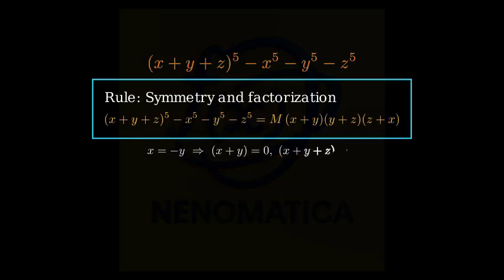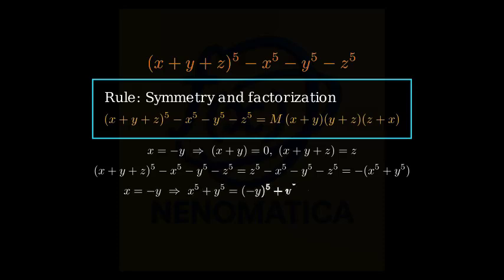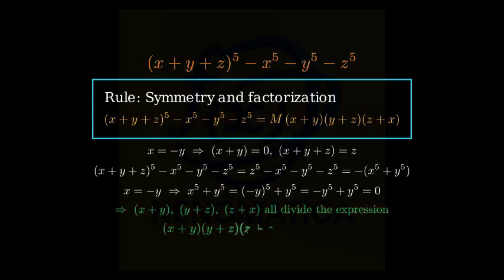Let's demonstrate x equal to negative y quickly. If x plus y is 0, then x plus y plus z is just z, and the expression simplifies to z to the fifth minus x to the fifth minus y to the fifth minus z to the fifth. That collapses to negative x to the fifth minus y to the fifth. And with x equal to negative y, we get negative y to the fifth minus y to the fifth, which equals 0. Therefore, a natural factor is the product x plus y, y plus z, and z plus x.